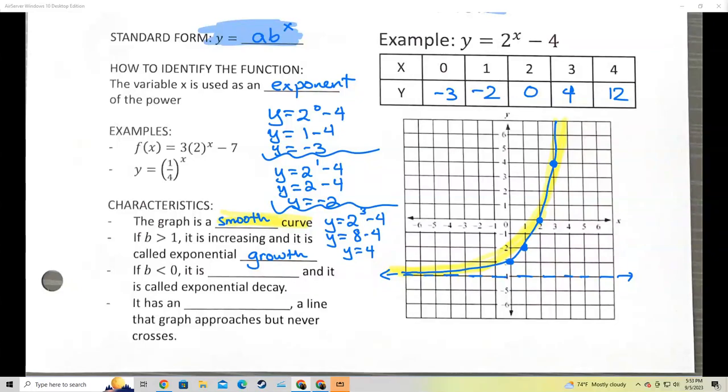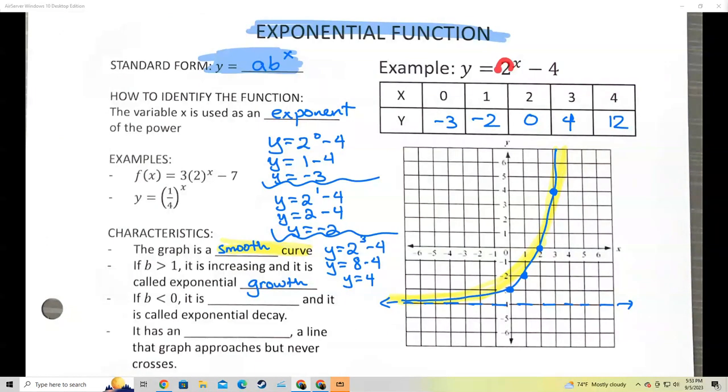What that's saying is, if this number right here is larger than 1, then this thing is going to go up to the right. Kind of picture like a roller coaster, and as you go to the right, it's going to be going up, okay? If b is less than 0, it's going to be the exact opposite. It's going to be like a roller coaster, but this time it's going to be sliding down like this. Picture someone right here, and they're going to be going that way. Okay, so if b is less than 0, it is decreasing, and it is called exponential decay.